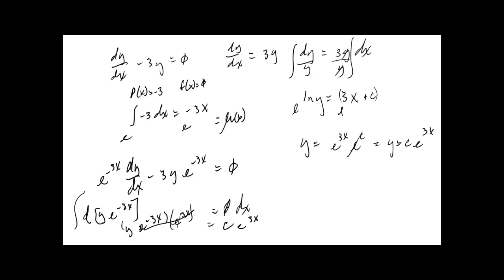So always, if you can, separate the variables. If you can't, and it's still a linear equation, then you go through this procedure. Now, where is this valid? For all values of x, minus infinity to infinity. Okay, let's try example 2.